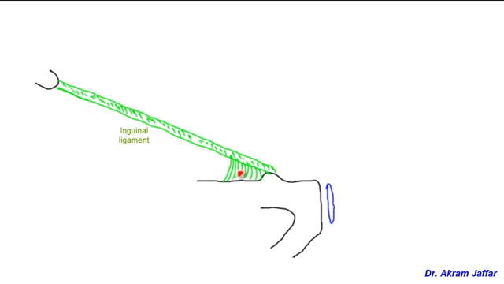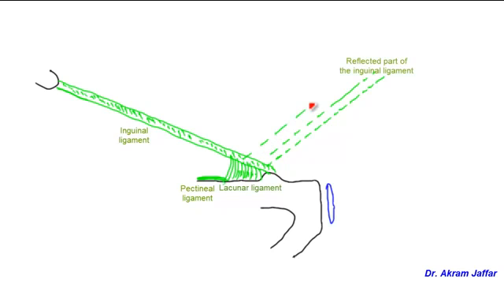and these fibers will constitute the lacunar ligament. Some other fibers extend laterally from the lacunar ligament over the pectineal line of the pubis, and these produce the pectineal ligament. There is another extension from the inguinal ligament, and these fibers are deep fibers that extend upwards and medially. As you can see them here, I will draw them dotted. These extend upwards and medially. They cross the midline, the linea alba, and they constitute what is called the reflected part of the inguinal ligament.